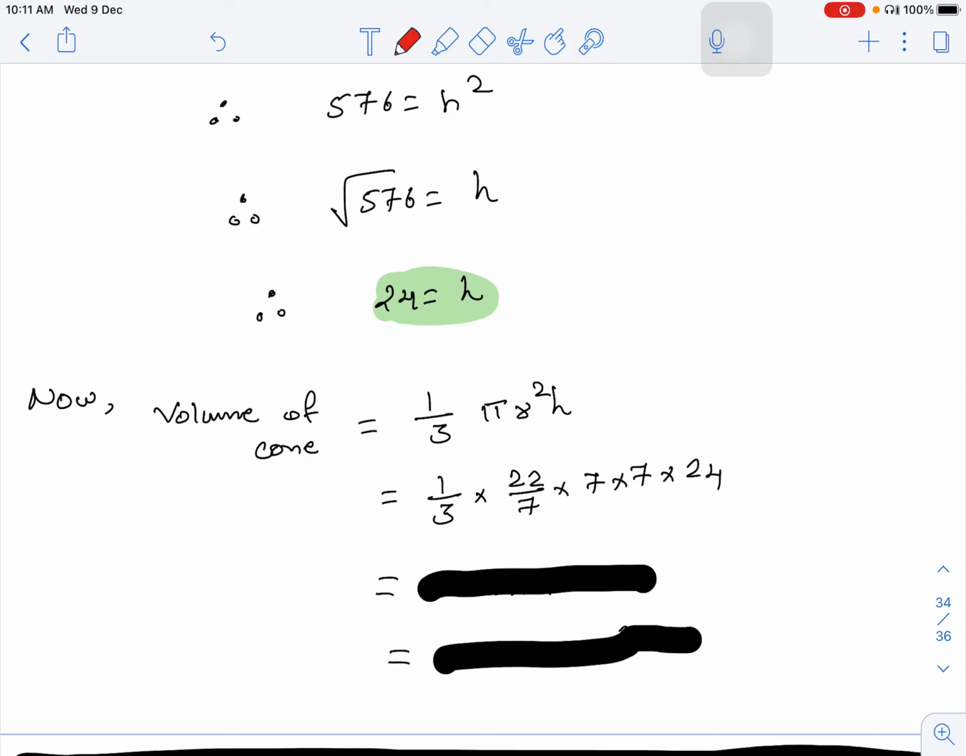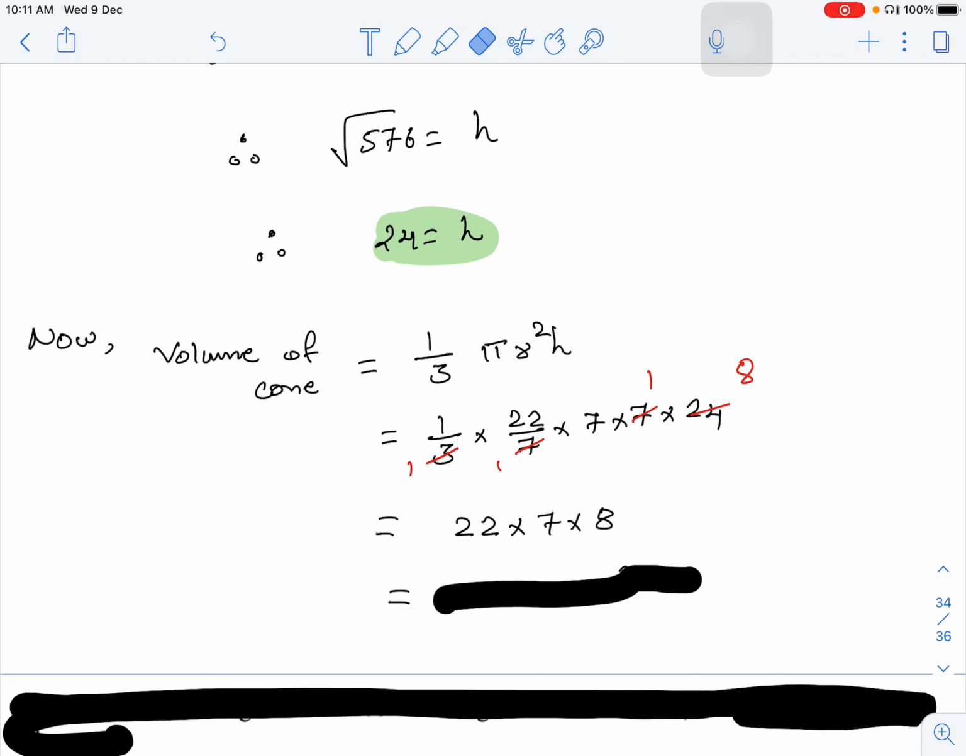Now we have to make some cancellation. 3 eights are 24, 7 ones are 7, 7 ones are 7. So now what numbers do we have in the next step? We have 22 into 7 into 8. So finally our answer is 1232 centimeter square. So we have learned both the methods: when radius and height are given, how to find the volume, and when radius and slant height are given instead of perpendicular height, how to find the volume.